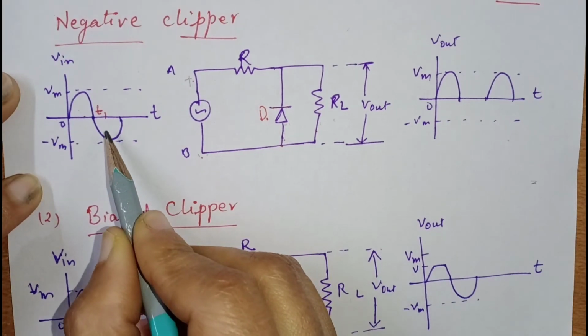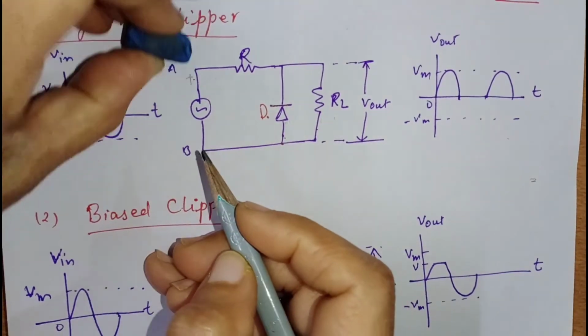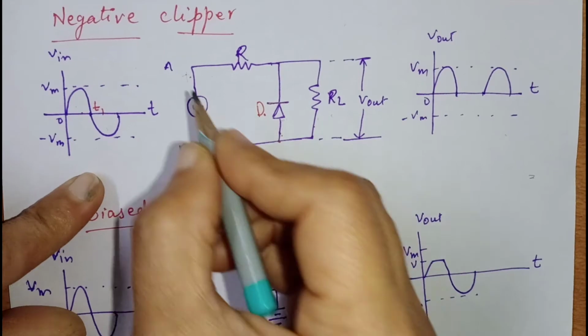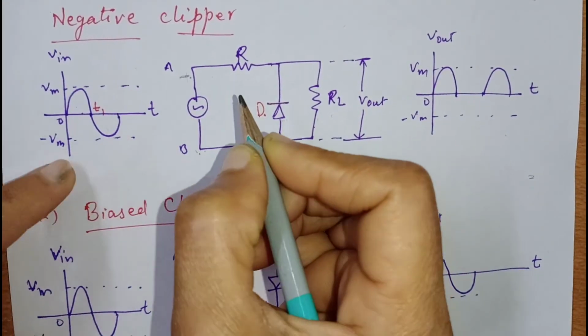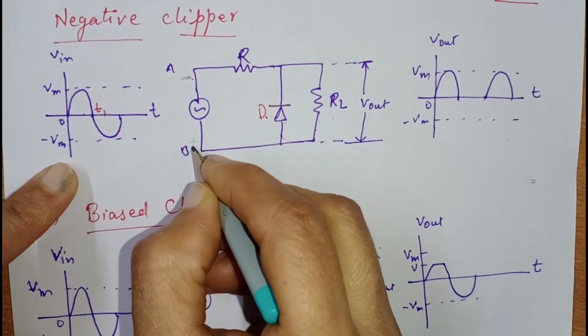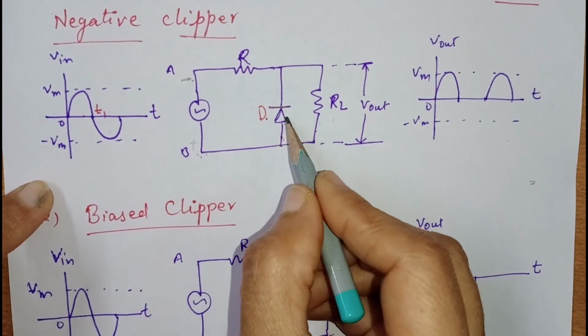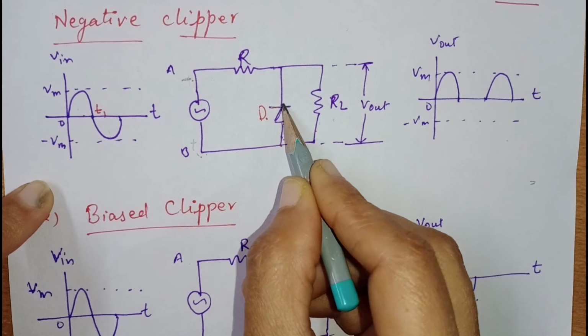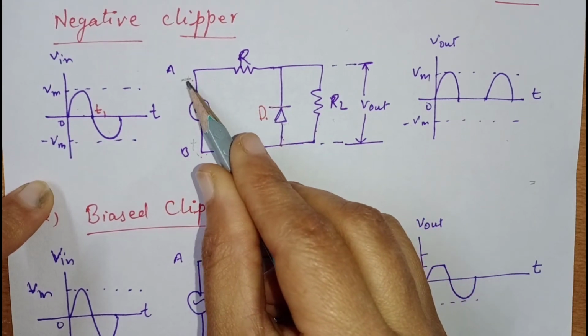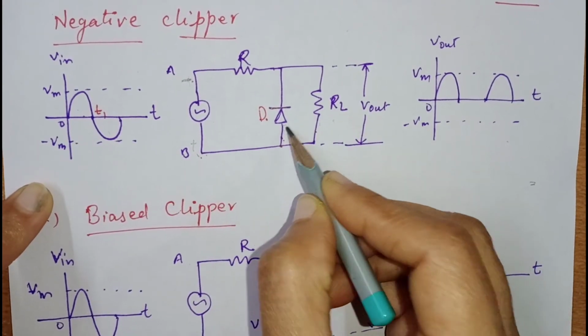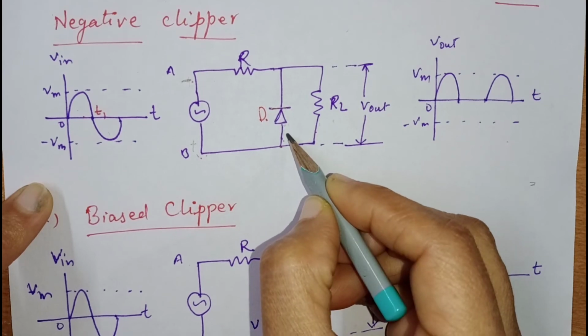Now during the negative half cycle, terminal A is negative with respect to this one, which is positive. In this case, the diode is forward biased because the N region is connected to the negative side. So the diode is forward biased, and it will act like a closed switch.